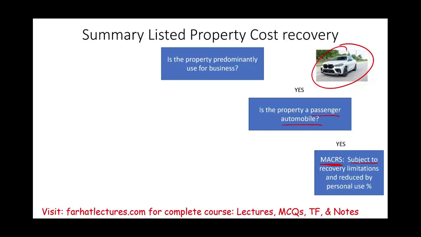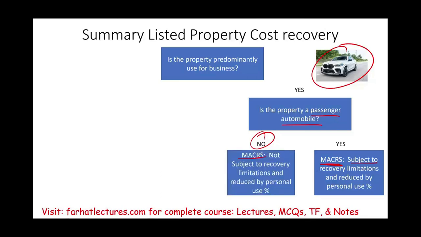If the property is not an automobile, then we'll use MACRS, and we're not subject to any recovery limitation. Remember, with other assets, the government doesn't tell you that's the maximum you can take. You're not subject to that. However, you have to reduce the depreciation by any personal use percentage. You take that out and only use the business portion.